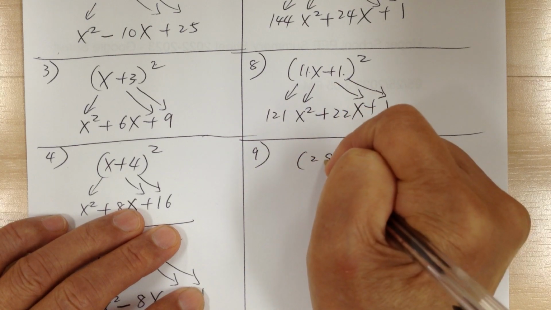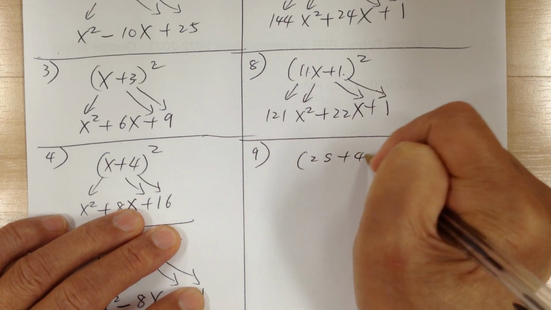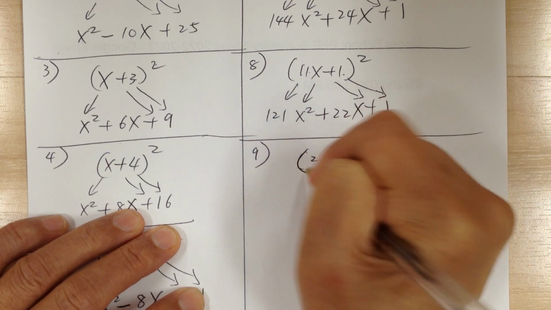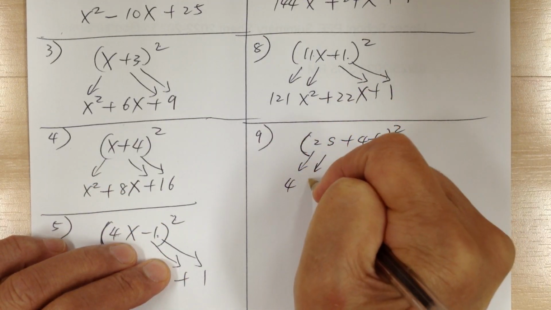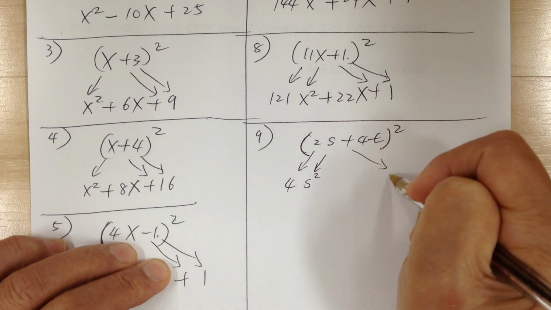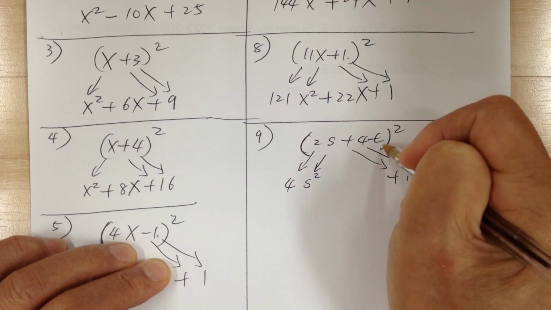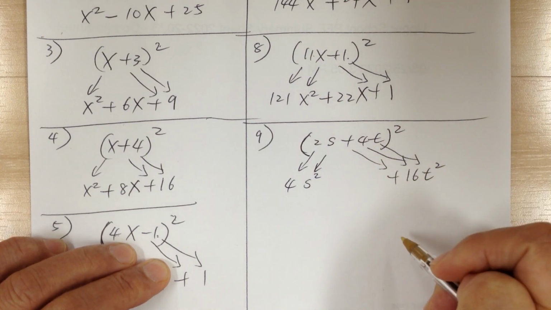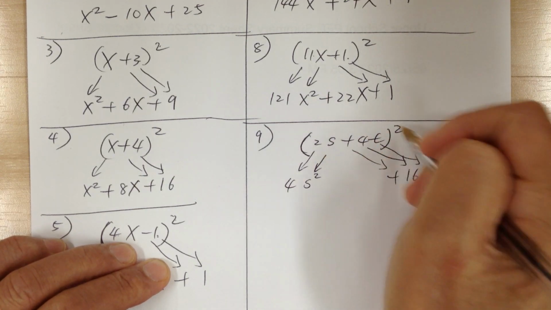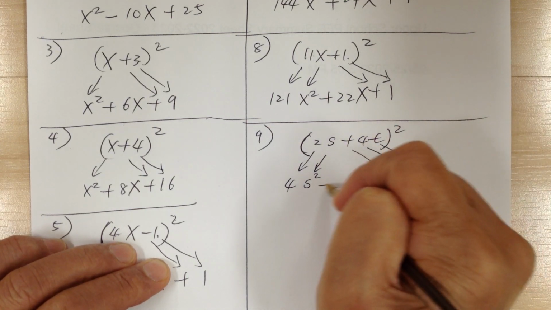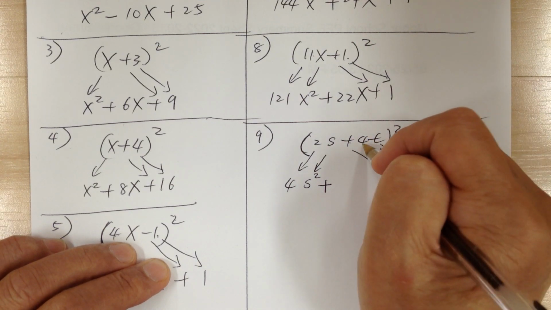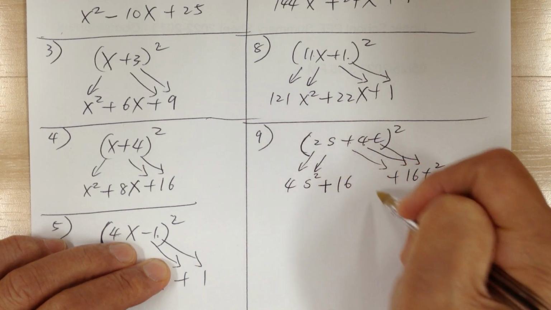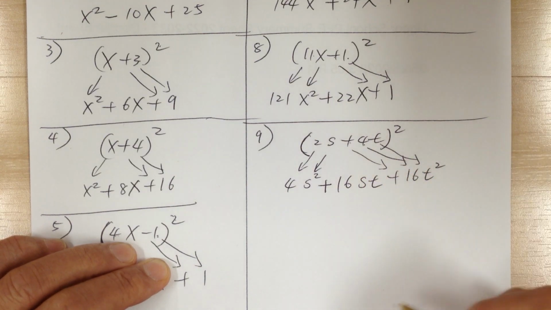Okay, number 9. You have 2s plus 4t squared. So square that, you get 4. Square that, you get s squared. Square that, you get plus. Square that, you get 16. Square that, you get t squared. Now, the middle term, you multiply all this together, so the sign is positive. The number 2 times 4 is 8 times 2 is 16. The alphabet is st.